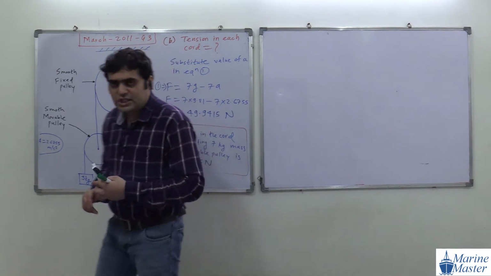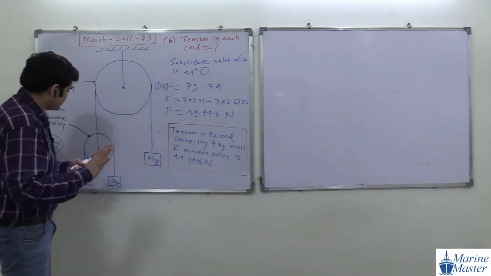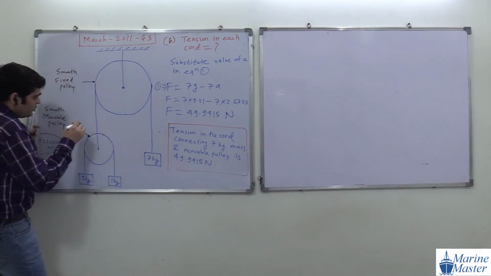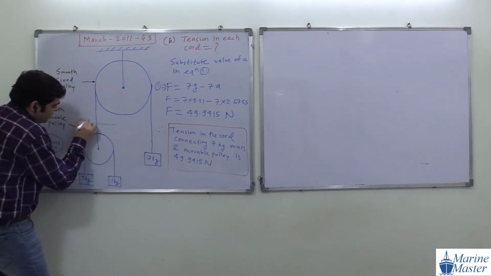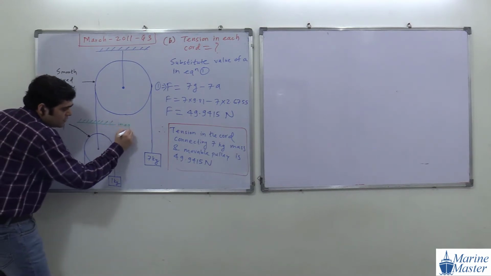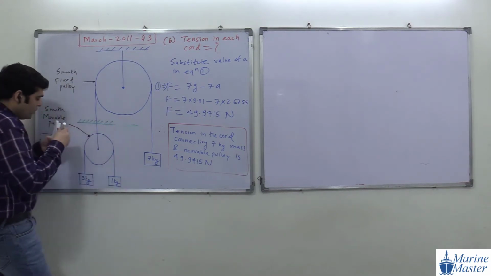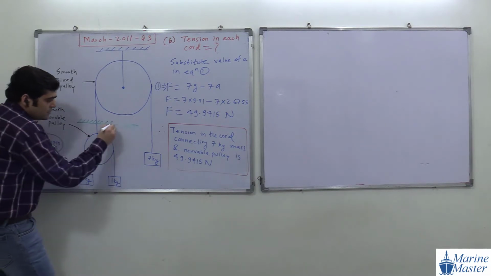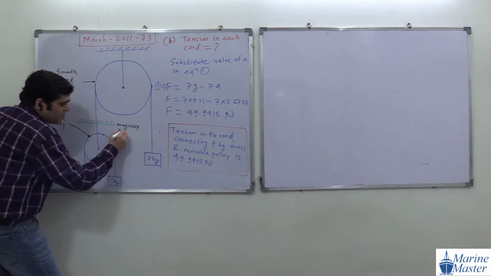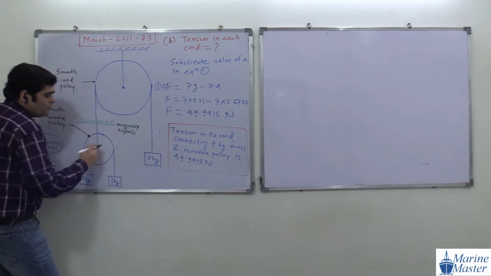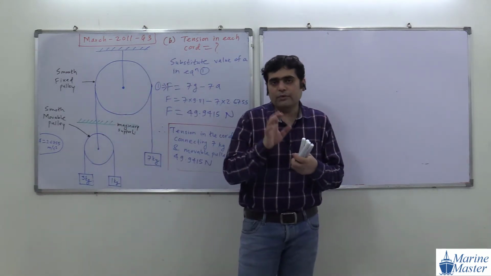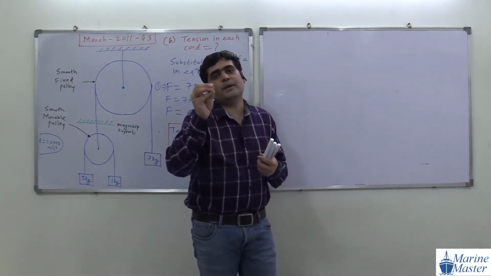For that purpose, we are going to consider one imaginary support here. We are going to add one imaginary support here, visible to everyone. What is this support? Imaginary support. Just assume that we are going to assume this movable pulley as a fixed pulley. So we are considering the movable pulley as a fixed one.